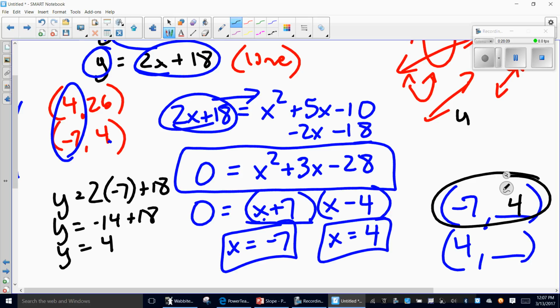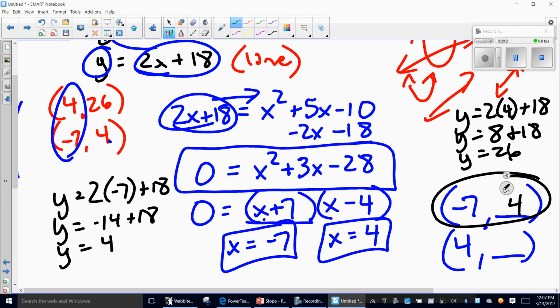Okay, so let's look at the other one. y equals 2 times 4 plus 18. 2 times 4 is 8, plus 18. And 8 plus 18 is 26. So when I plugged in 4 for x, I got 26 for y.